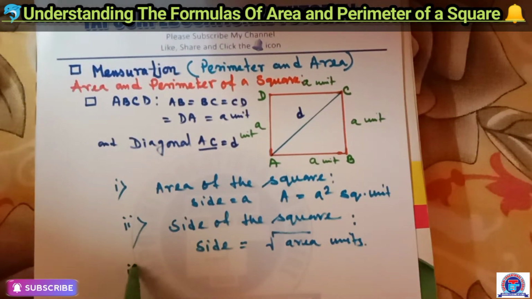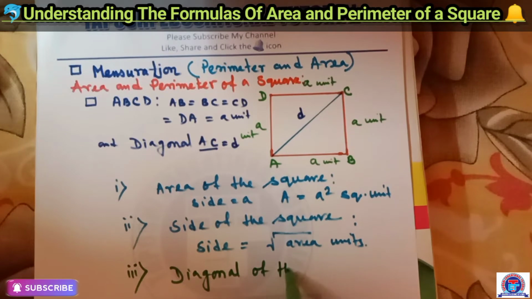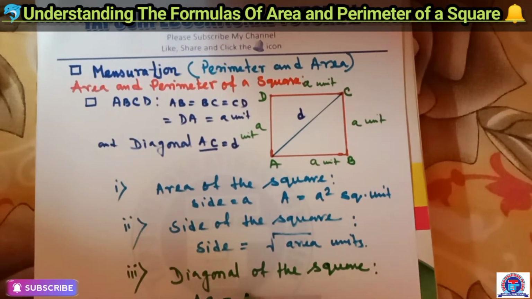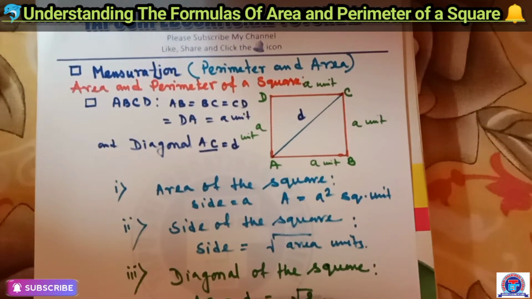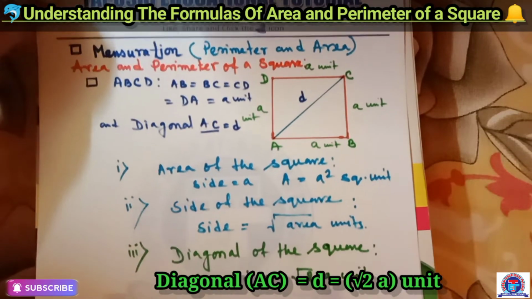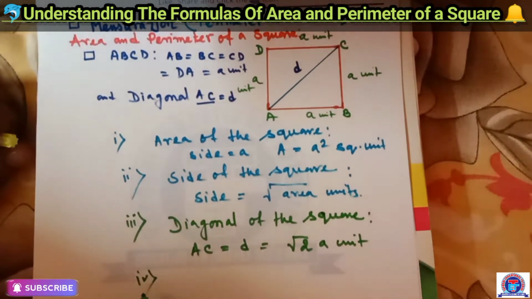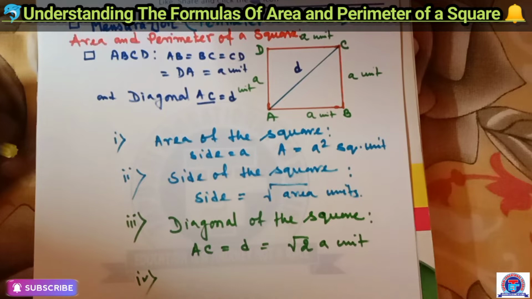So here student, now we find out the diagonal of the square. Number 3, diagonal of the square, that is AC is equal to D is equal to under root 2 A, A means side, unit. Correct?